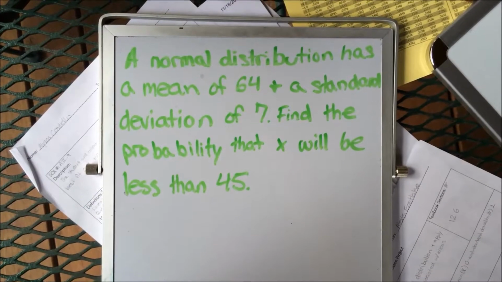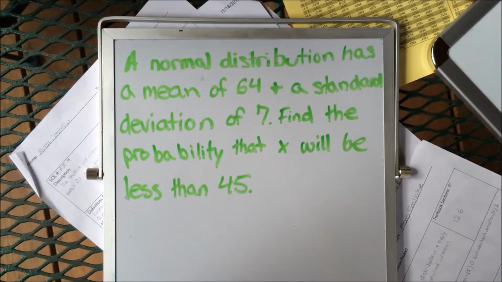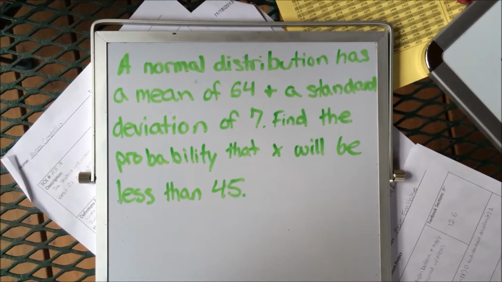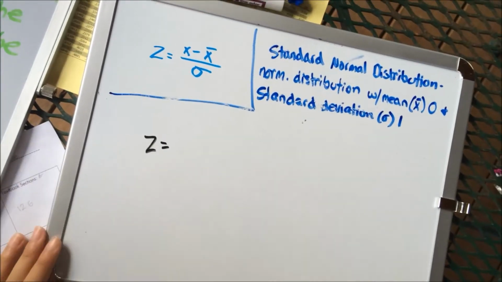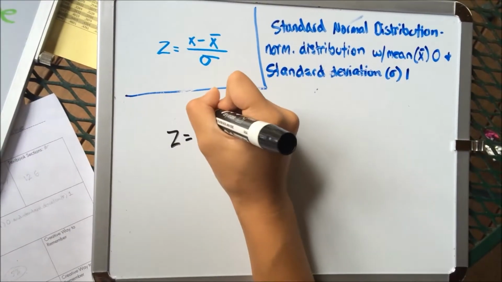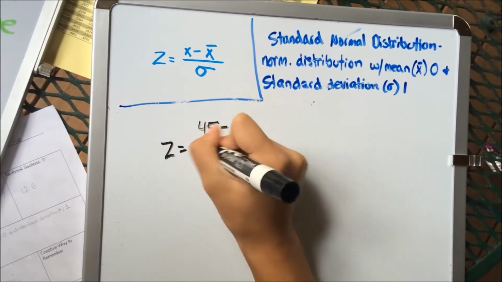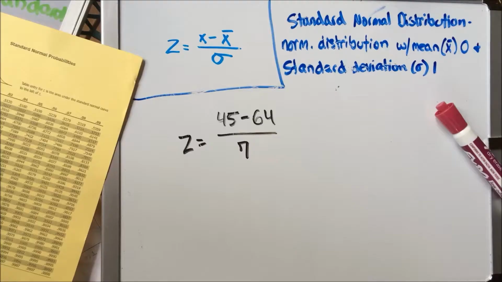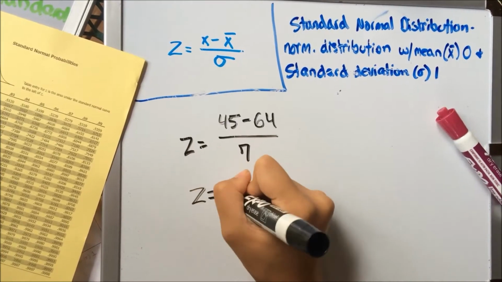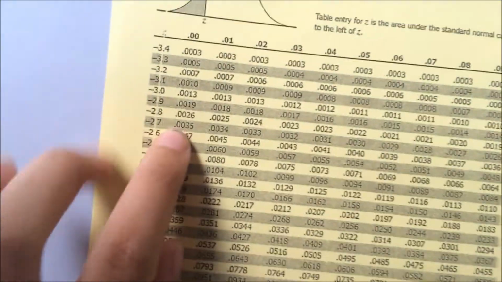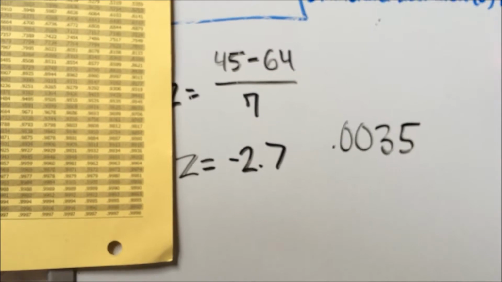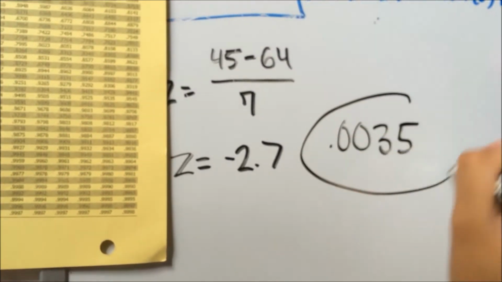Last problem is, a normal distribution has a mean of 64 and a standard deviation of 7. Find the probability that x will be less than 45. Alright, so just like the last two, you're going to plug in all your values. So your x will be 45 minus the mean, which is 64, over your standard deviation of 7. So when you simplify this, you're going to get z equals negative 2.7. And if you look that up on your z-score chart, negative 2.7, you'll get 0.0035. And again, this is probability, so you'll leave this in a decimal form as well. So this will be your final answer.